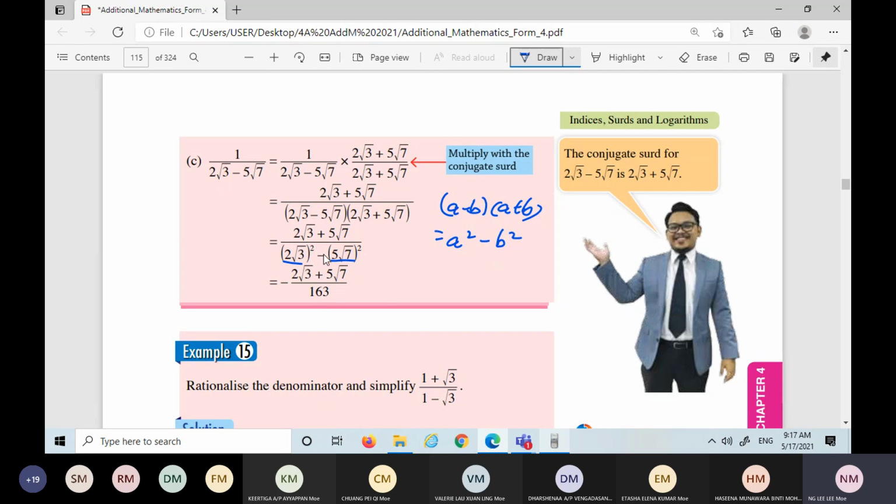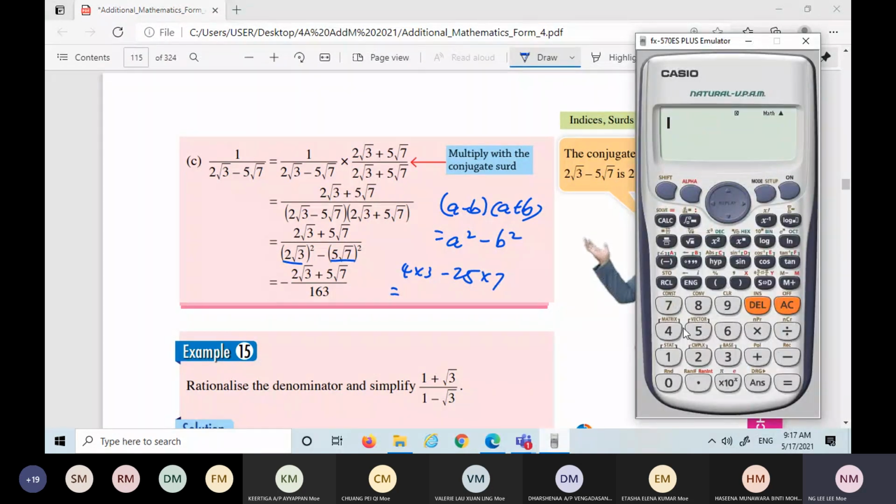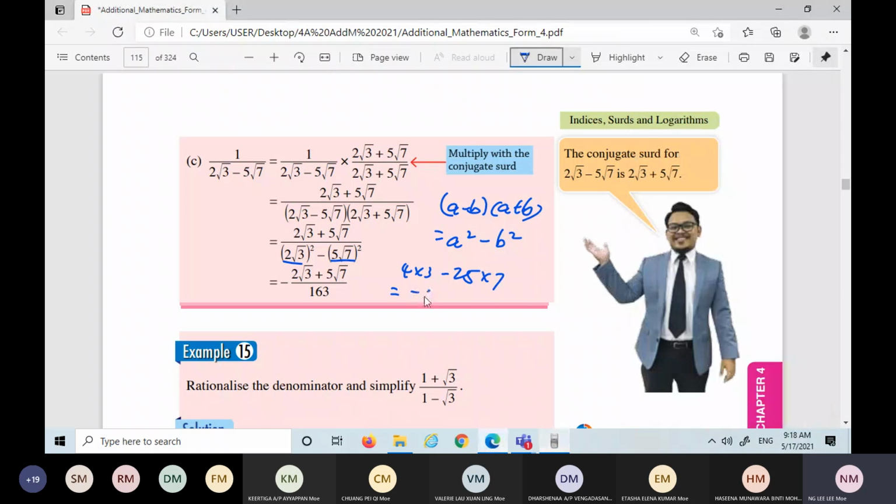Now I think you can do it very fast. The answer is negative 163, I think so. Let us try. This one you will get 4 times 3, and this one will get 25 times 7. 12 minus 175, negative 163. Your negative, you don't write at the denominator. This is very important. The negative you should write at the side.